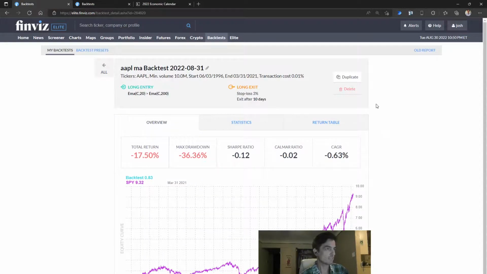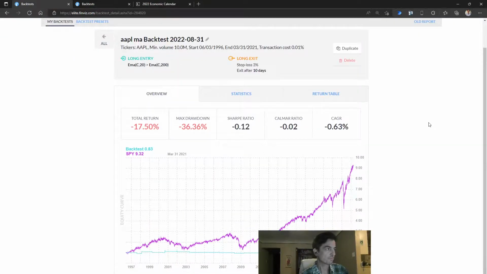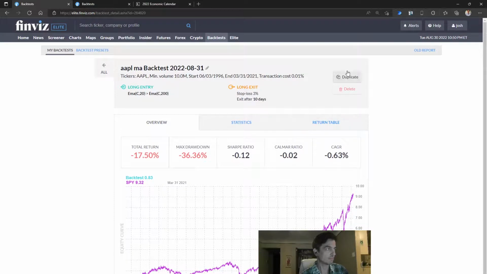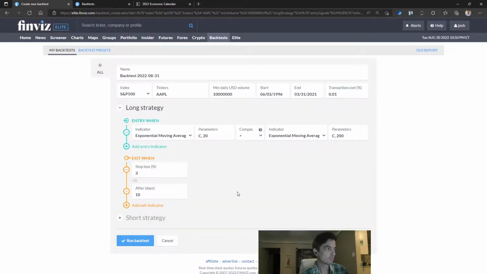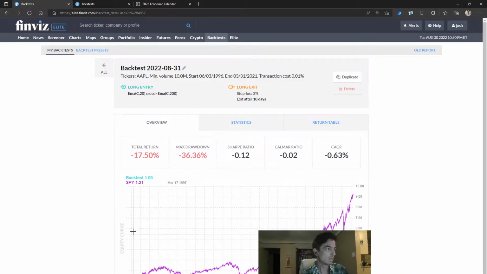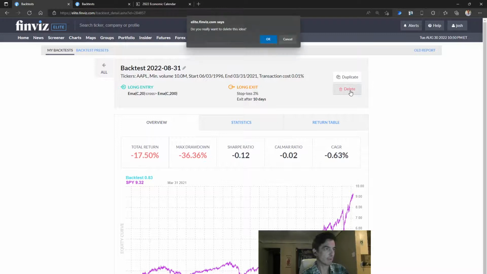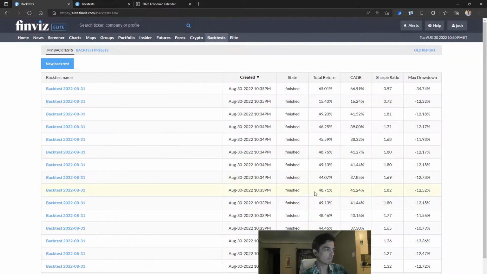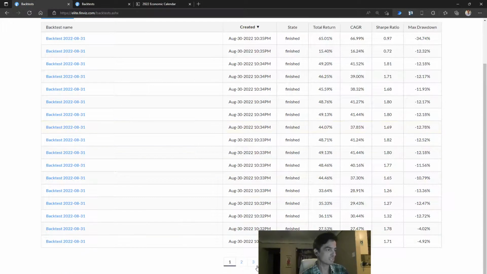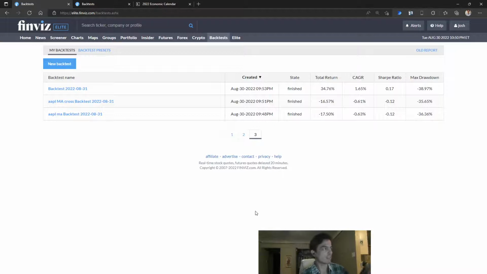So if we change it to cross, still negative 17.5. So that didn't matter. But we really want cross. That's when we want to make our trade. So then I was playing with them and I kept tweaking it, moving the numbers around, and I got up to 34%. How did I do that?